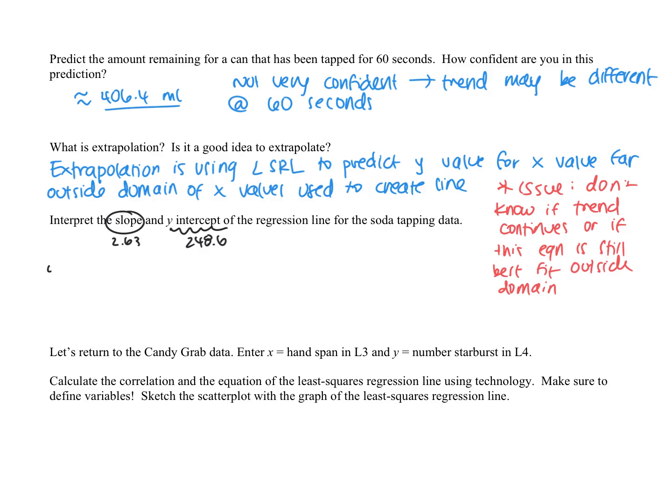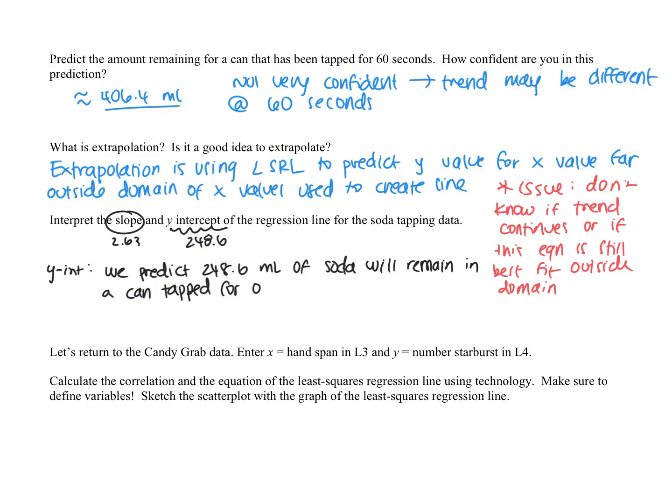So if I start with the y-intercept, I'm going to say we predict 248.6 milliliters of soda will remain in a can capped for 0 seconds. So what is super important, like I said, is the word predict, and what is also very important is the units.